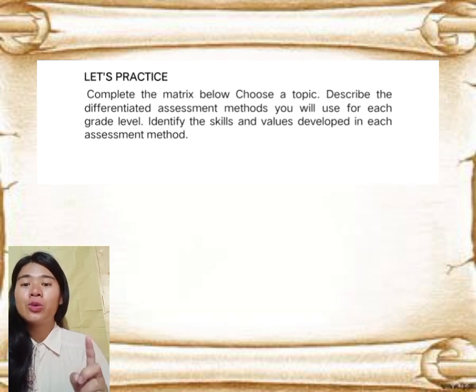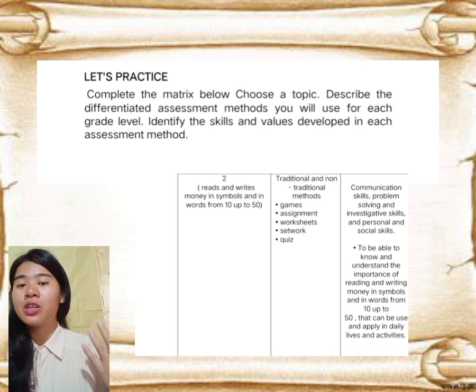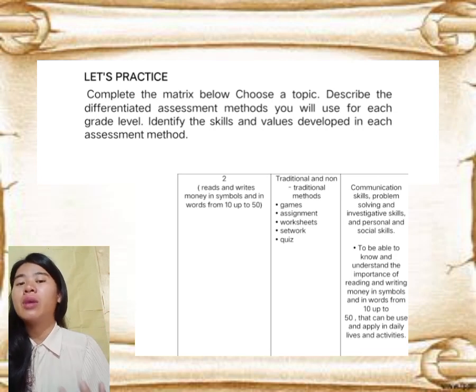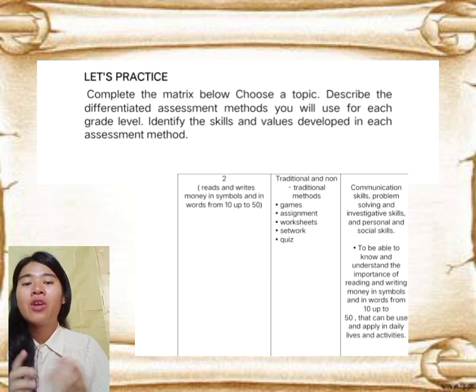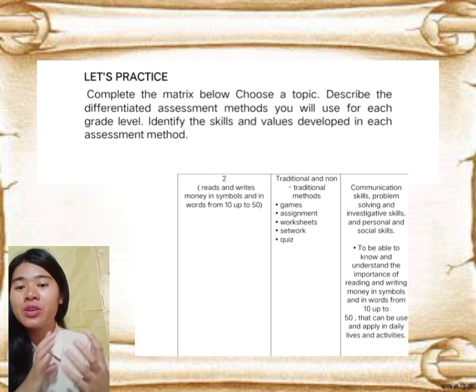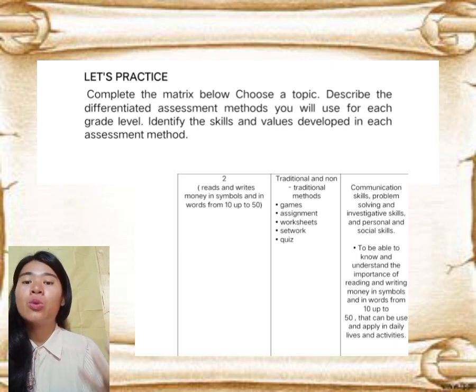And then for grade 2, reads and writes money in symbols and words from 10 up to 50. So assessment method: traditional and non-traditional methods, games, assignments, worksheets, seatwork, and quiz. Values and skills developed: reading skills, writing skills, problem-solving skills, personal and social skills, and also to be able to know and understand the importance of reading and writing money in symbols and words from 10 up to 50 that can be used and applied in daily lives and activities.